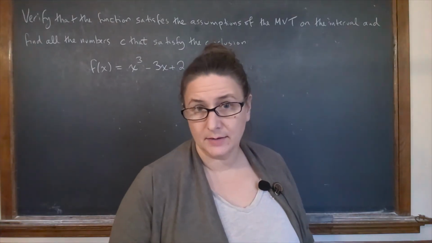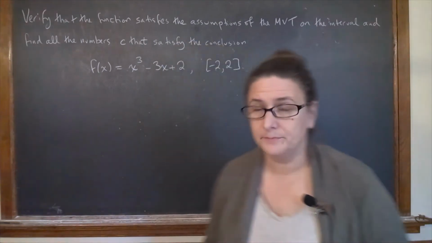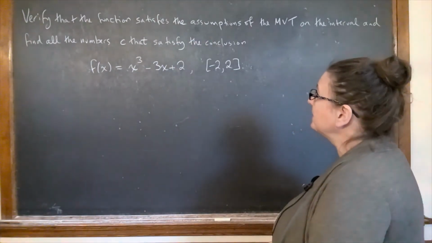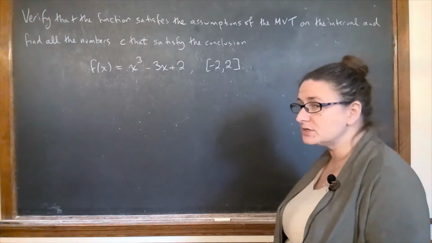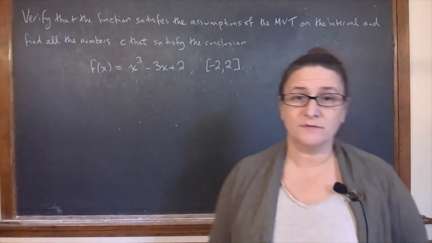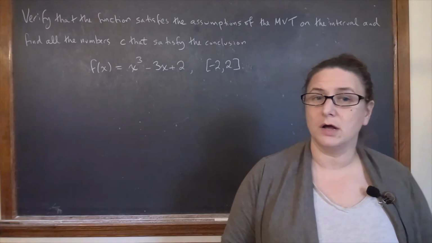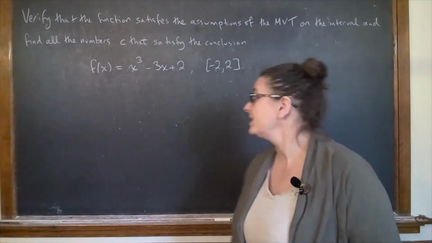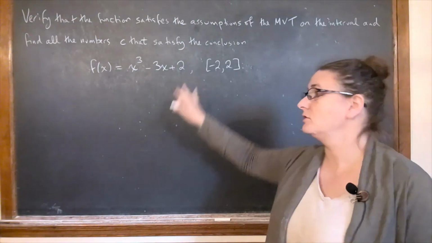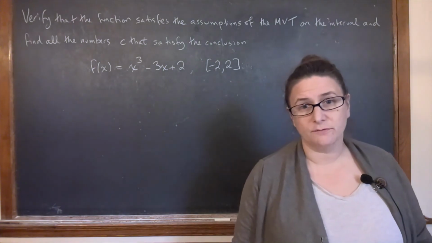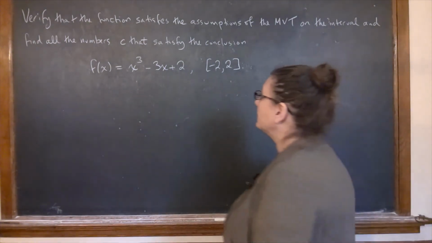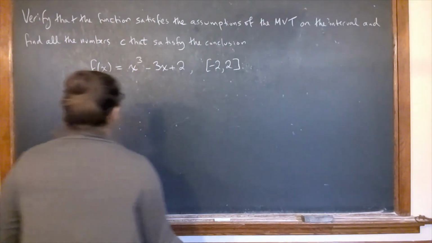So here's an example problem with the mean value theorem. First of all, it says verify that the function satisfies the assumptions of the mean value theorem. So we need our function to be continuous on the closed interval and differentiable on the open interval. Well, of course, that's no problem here because this is just a polynomial. So it's continuous and differentiable everywhere. Fine, good. So now all I have to do is find what c is.